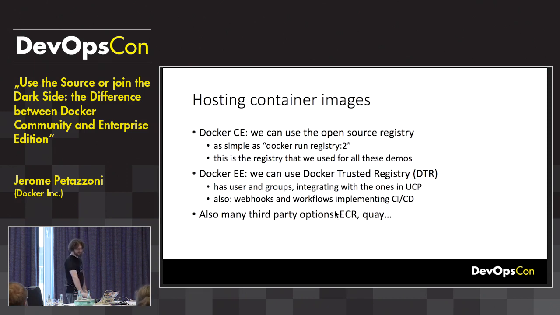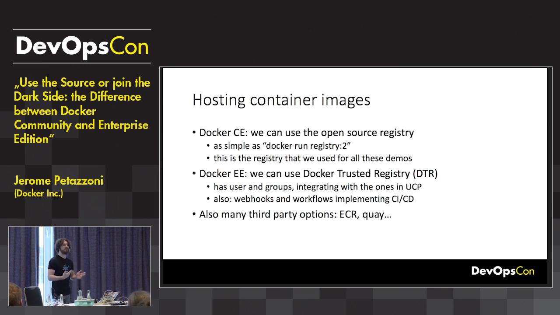There are other things that are different between CE and EE, and here it's just a bunch of extra features that the Enterprise Edition has. For instance, when you want to host container images with the Community Edition, the simplest option is to use the open source registry. That's what I used for these demos here.